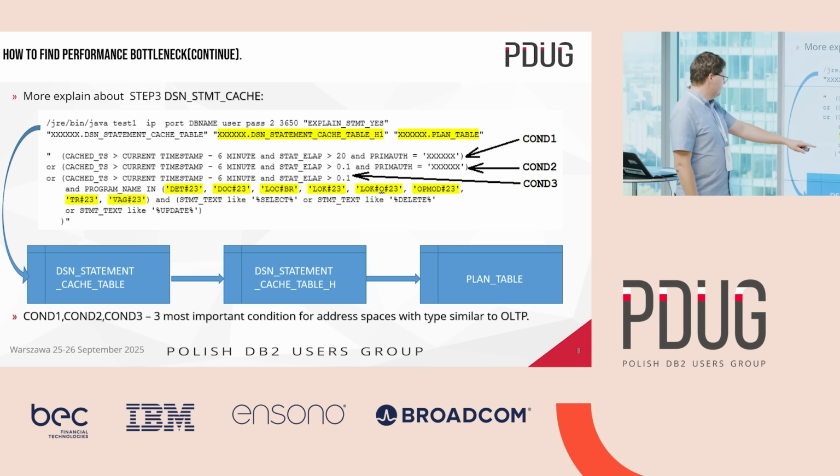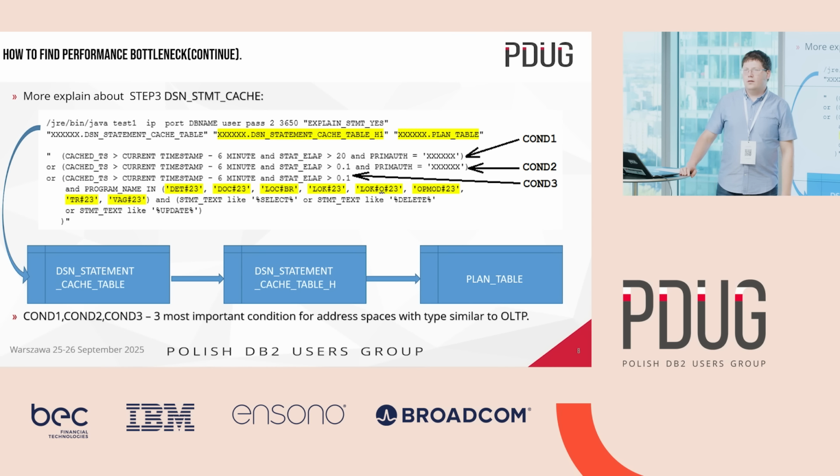After that, the application tests these rows and inserts them into a history table. After that, it runs the explain statement, which fills the plan table, and it's for further analytics by the system DBA.